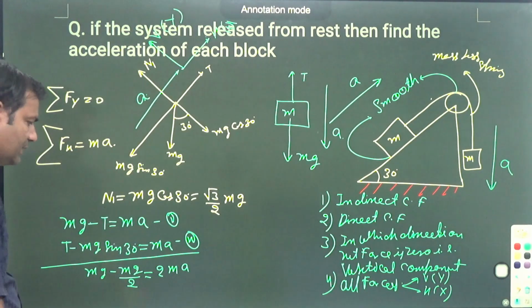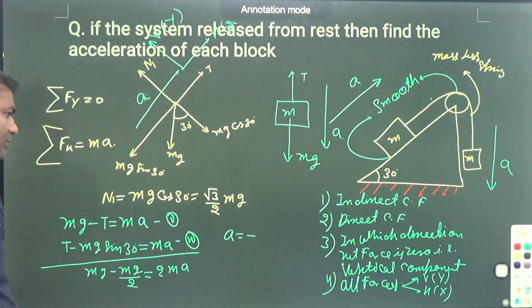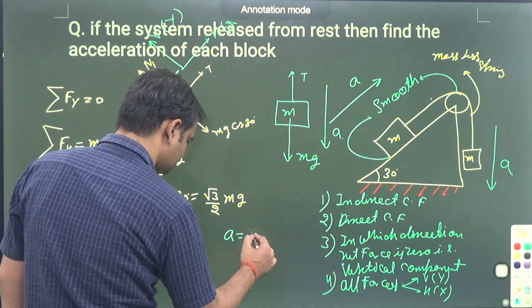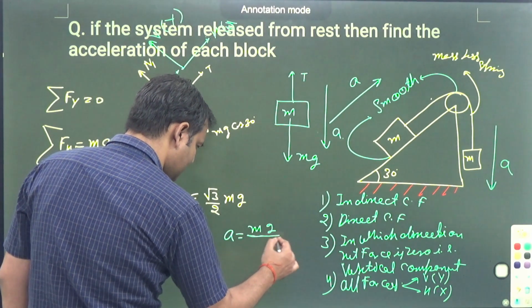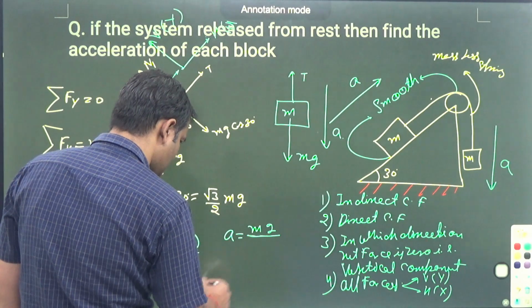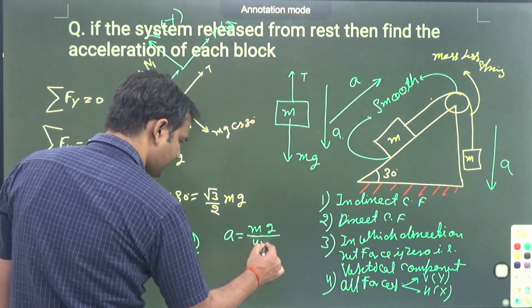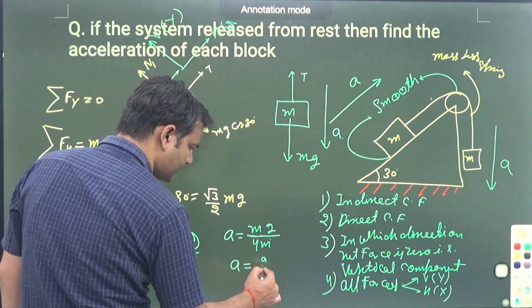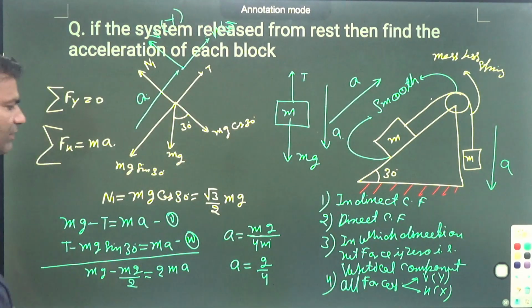So we got a. What about a? a is mg divided by 4m. So a is written as g by 4. G by 4.